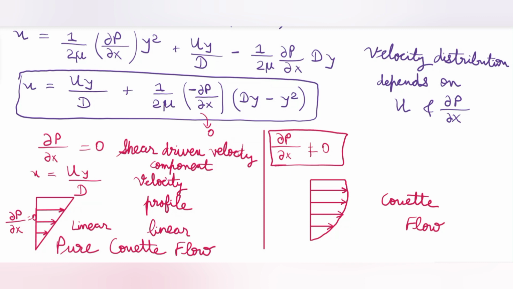So again I'll repeat that when there is no pressure gradient, flow will take place due to the shear driven velocity component, and that type of flow we call pure Couette flow. When a pressure gradient is present, the velocity profile will be parabolic and that flow is Couette flow. Next, we'll see the shear stress distribution.